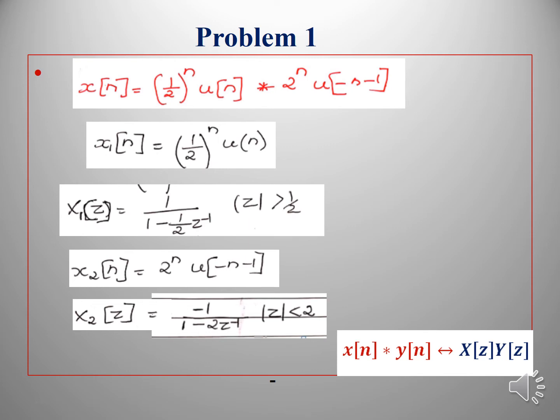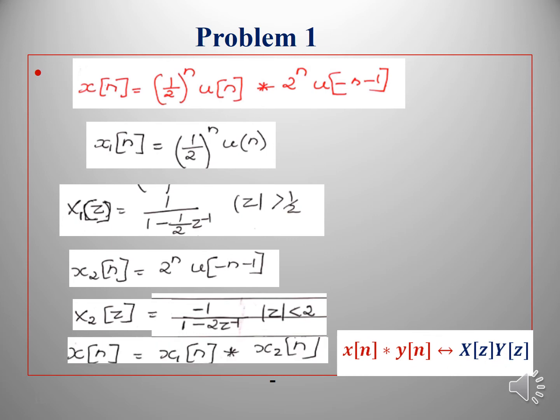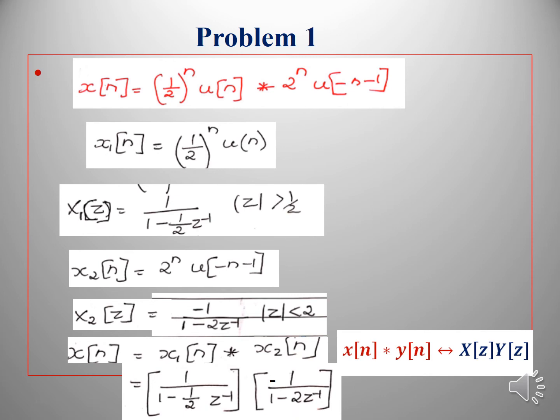Hence, the property used is going to be the convolution property given by x of n convolution y of n is equivalent to x of z into y of z, resulting in x of n is equivalent to x1 of n convolution x2 of n, giving the solution as 1 divided by 1 minus half z power minus 1 into minus 1 divided by 1 minus 2 z power minus 1, and the region of convergence would lie between half and 2, considering the two regions.